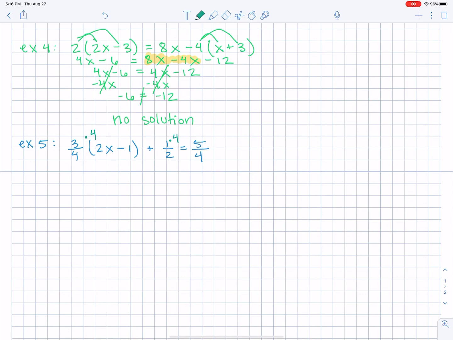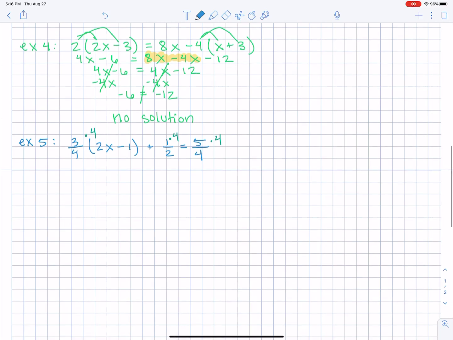Multiply this guy by 4, this guy by 4, leaving us with, this is 4 divided by 4 is 1. 1 times 3 is 3. Please don't touch anything in the parentheses. Leave them right there. 2x minus 1, plus 4 divided by 2 is 2 times 1 is 2. 4 divided by 4 is 1 times 5 is 5.